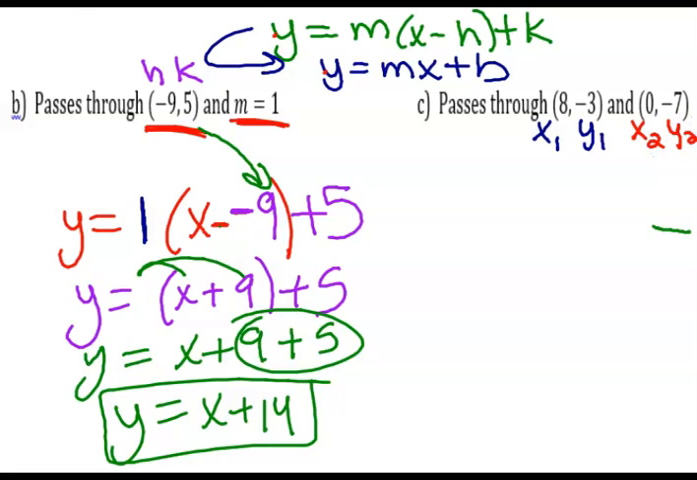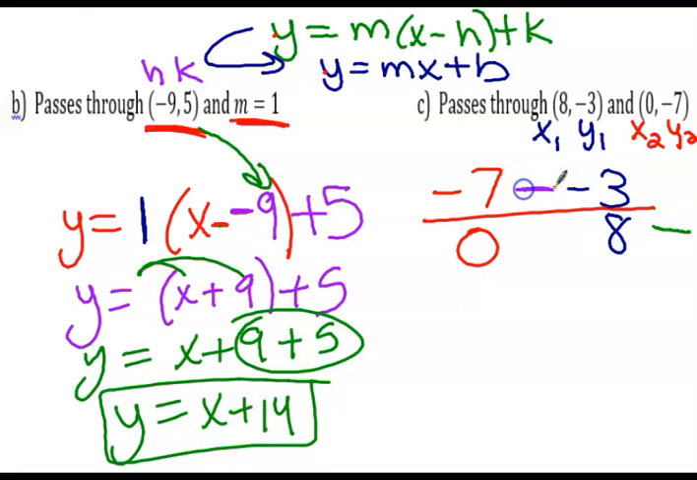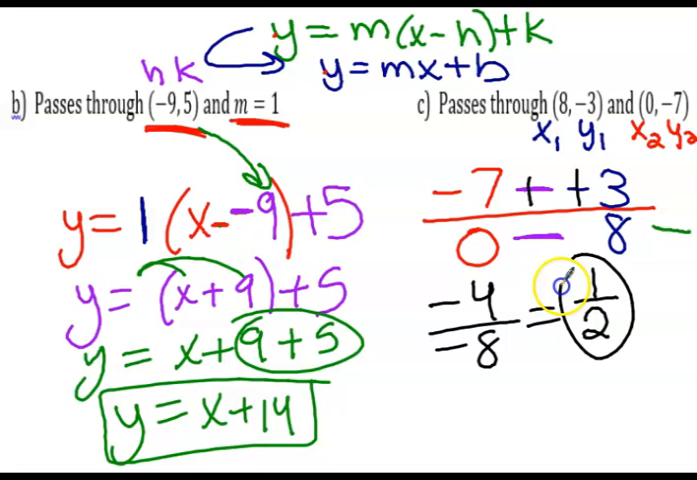So I have -7 over 0 as my y2 and x2. I have my y1 is -3, my x1 is 8, and then I put a subtraction sign in between. 2 negatives make a positive. I get -4 over -8, which becomes +1/2. Boom, that's my slope. Now let's put in HK form.